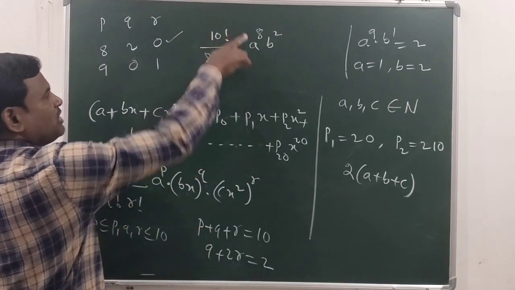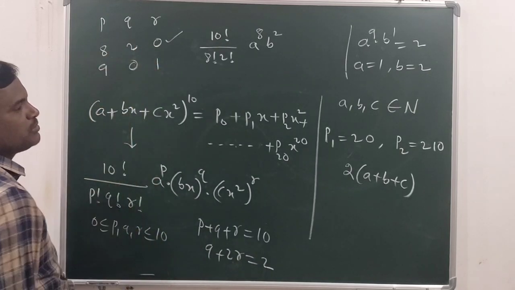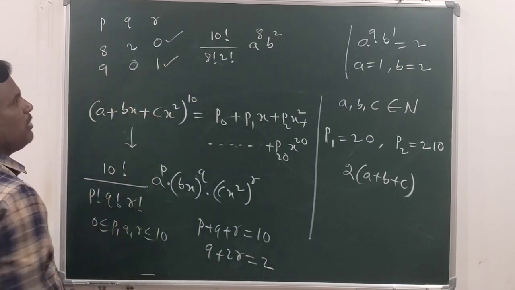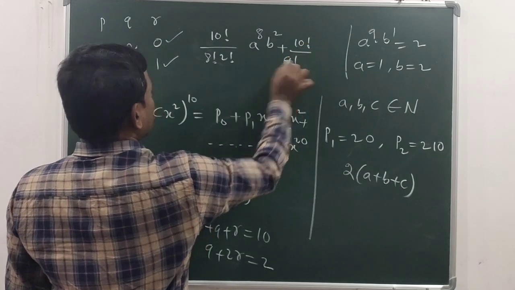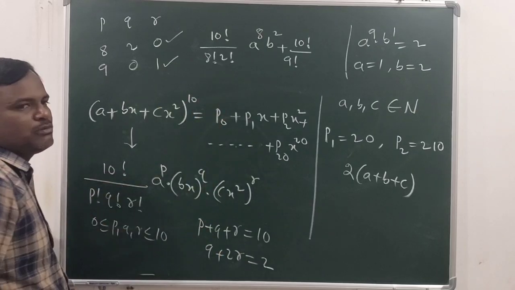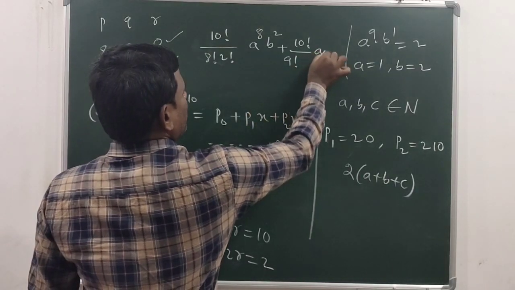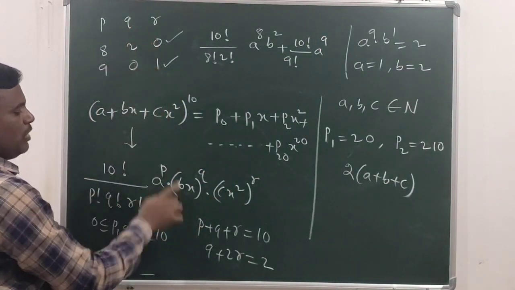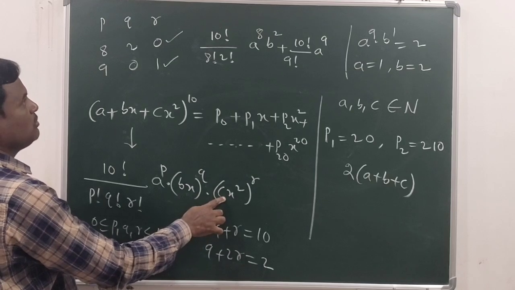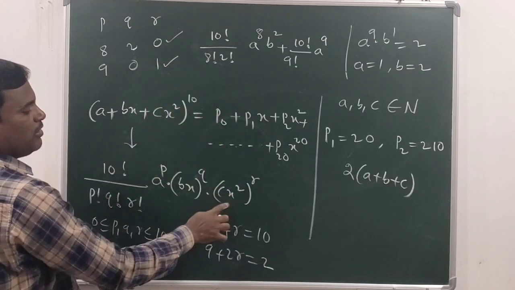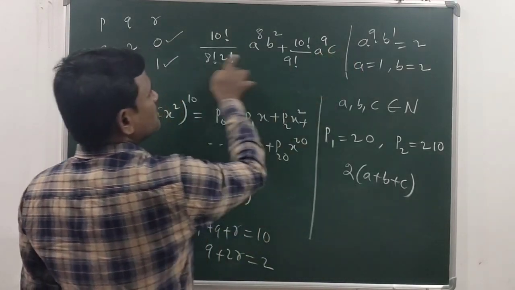Okay students, this is the coefficient of x square for PQR values. If I consider these PQR values, then here 10 factorial by 9 factorial, 0 factorial which becomes 1, 1 factorial which becomes 1. So here P value we are writing 9, a power 9. Here Q value 0, so (bx) whole power 0 becomes 1. Now see here R value 1, so c power 1. So this is the coefficient of x square.